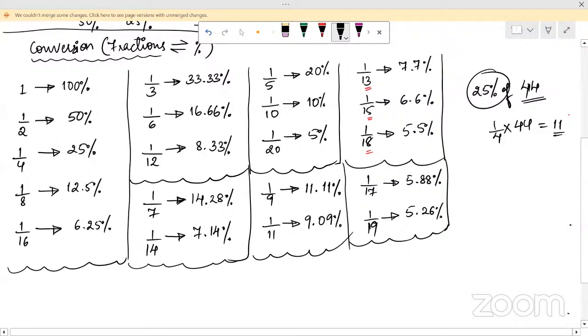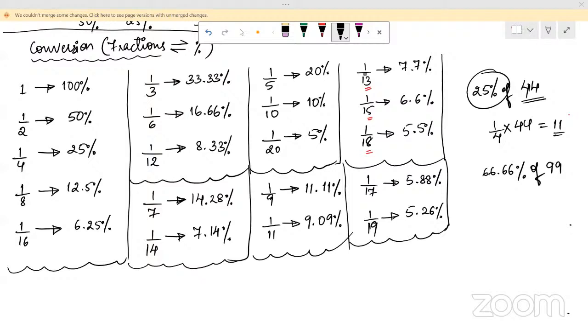Tell me what is 66.66% of 99? If you know the answer, you can tell it out, or else I'll tell the answer. How do you do 66.66% of 99?